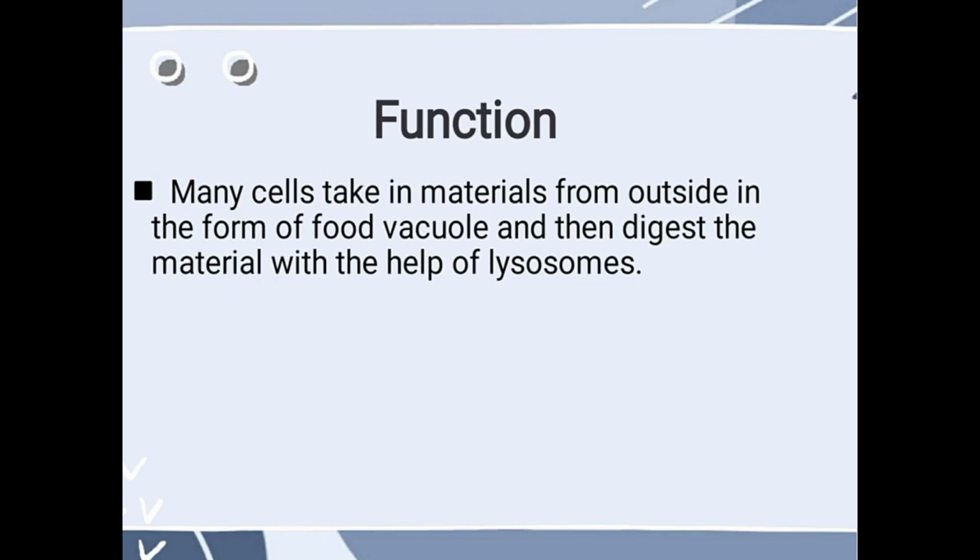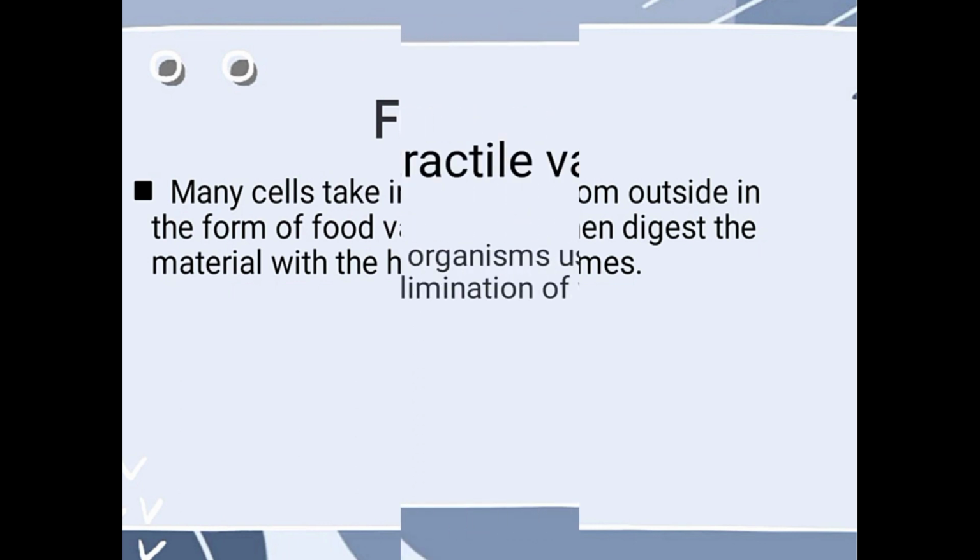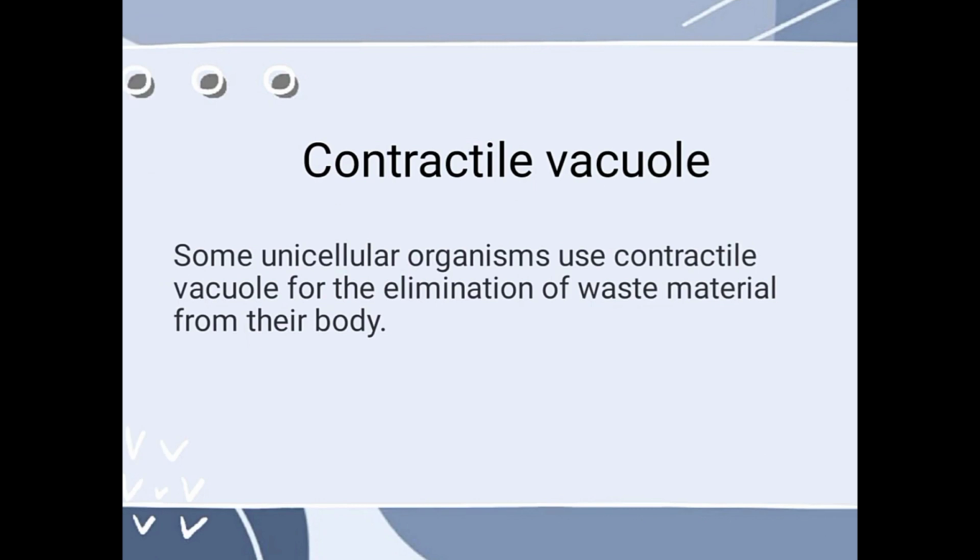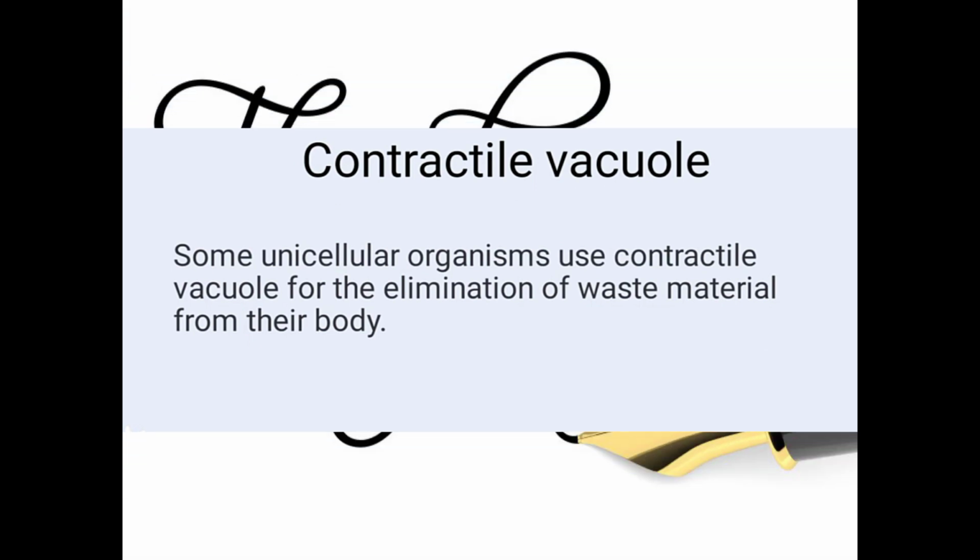Many cells take in material from outside in the form of a food vacuole and then digest the material with the help of lysosomes. There is another type of vacuole that is called the contractile vacuole. Some unicellular organisms use the contractile vacuole for the elimination of waste material from their body.